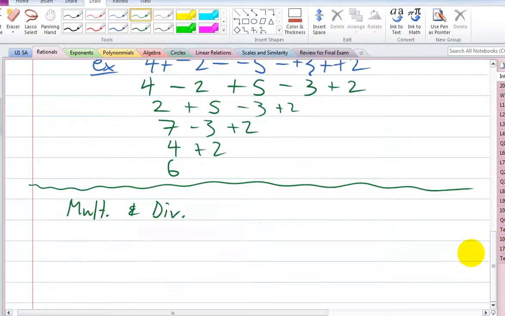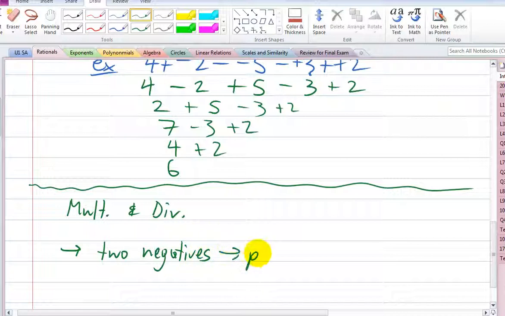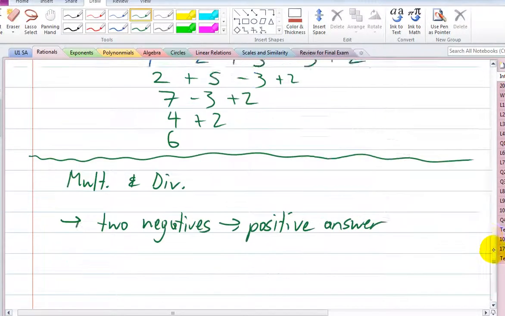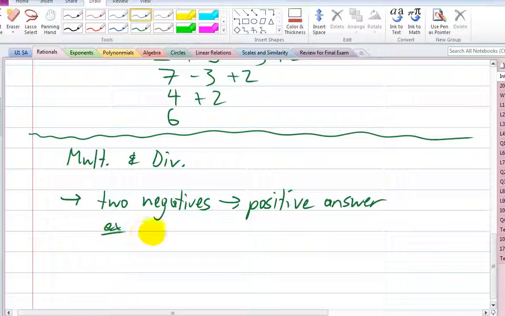Okay, so multiplying, dividing. There's two rules here. Two negatives will give you a positive answer. For example, negative 3 times negative 4 equals positive 12.